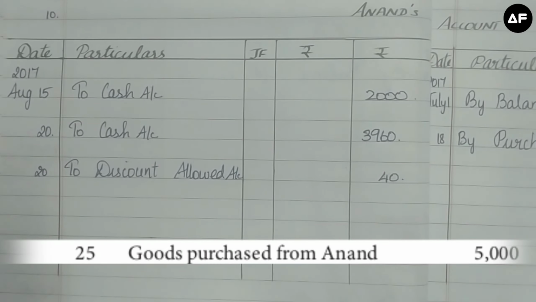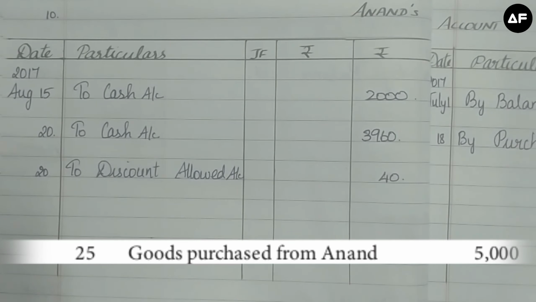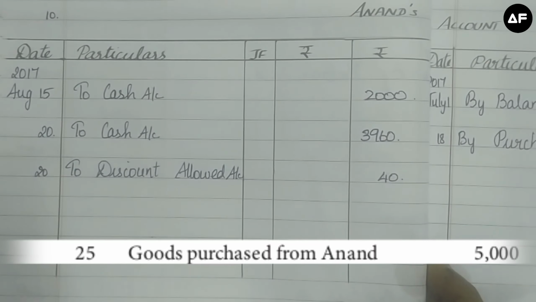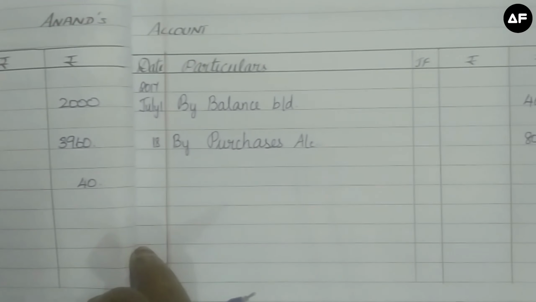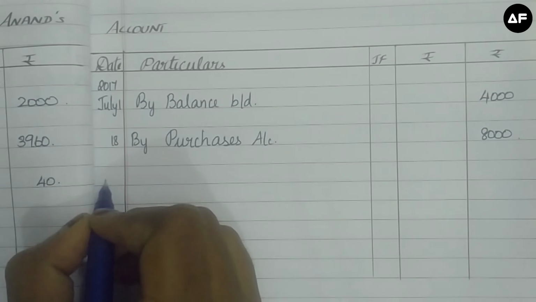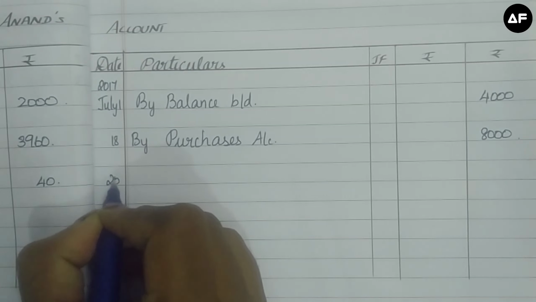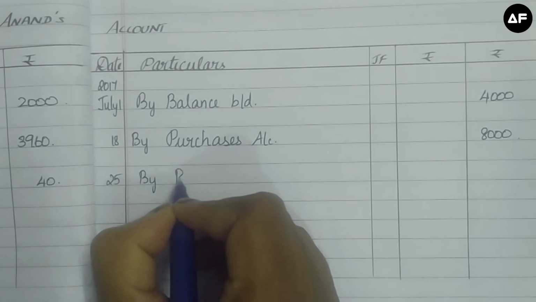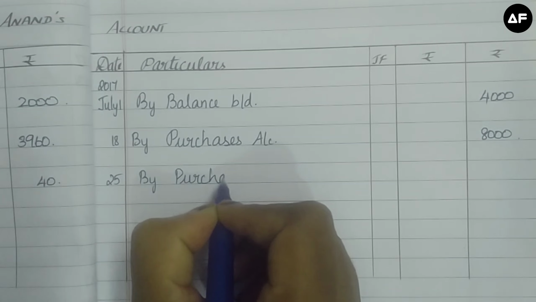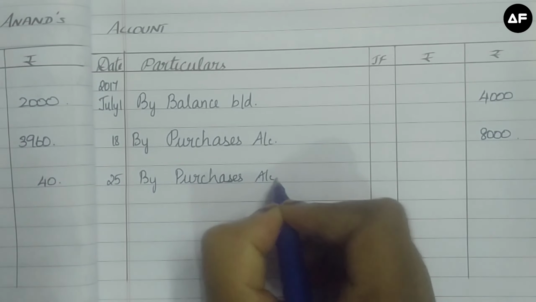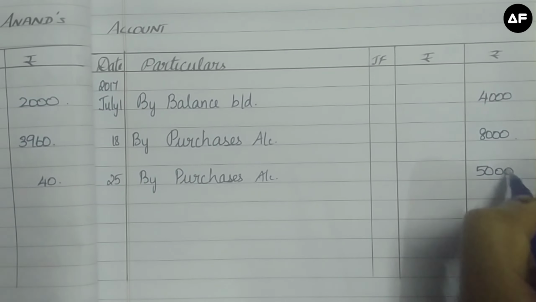So next is goods purchased from Anand. So we are purchasing goods from Anand and we are considering it as a credit purchase. Therefore, when we do credit purchase, the entry is going to be goods are coming in, purchases are coming in. Therefore, purchases account debtor to Anand's account. So Anand is in to the credit. So go to the credit side of the Anand account and record this transaction with the opposite account's name as by purchases. The amount is rupees 5,000. So with this, the transactions are over.